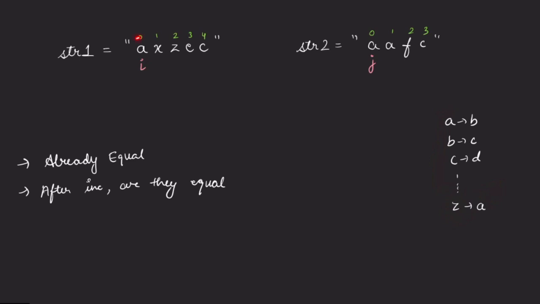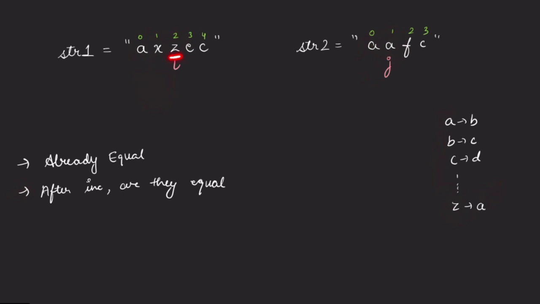So for now, our A and A are matching. When both the characters are matching, we can move both I and J forward, right? So now I will come here and J will come here. Now we see that X and A are not matching, right? So let's increment X to the next character. It will become Y. Are Y and A matching? No. Then that means we should not move J forward, but we will move our I forward. So I will come here now. Now are Z and A matching? No.